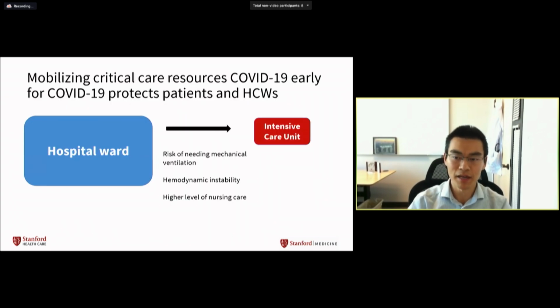Here is one problem that we face when managing patients who are hospitalized with COVID-19. Most patients admitted to the hospital are not actually critically ill in the beginning, and they can be managed in standard hospital isolation wards.